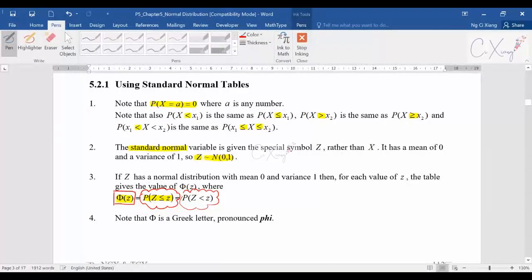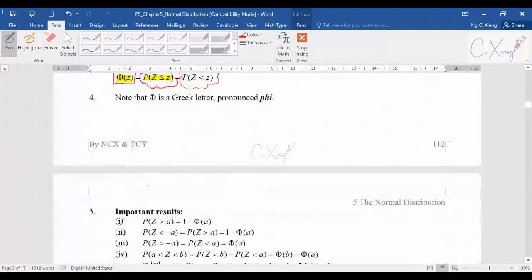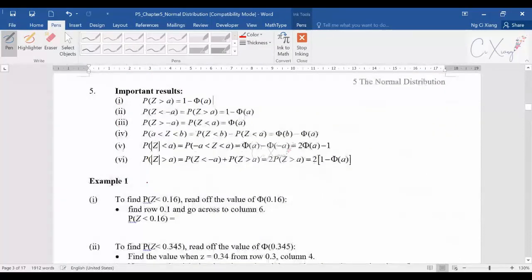Okay, all right, so now there are some important results here, but generally I will ask students, when you want to find the probability, there's no need to purposely go and memorize the formula. All this formula, to me, no need to memorize. I will usually use a graph to help me understand it. So later when I explain to you, I will also use a graph.